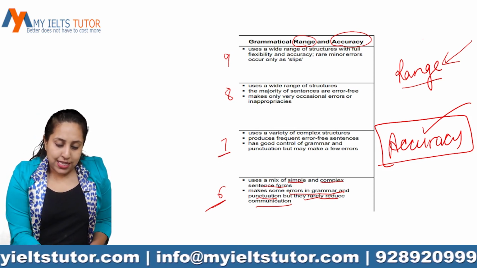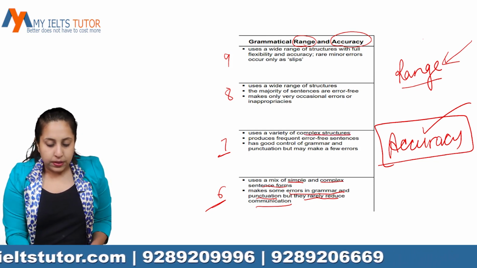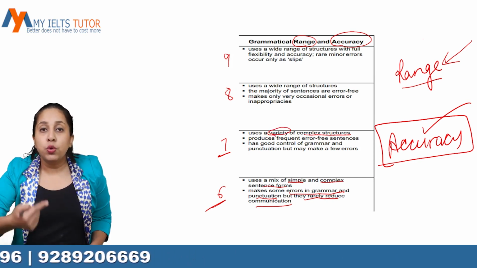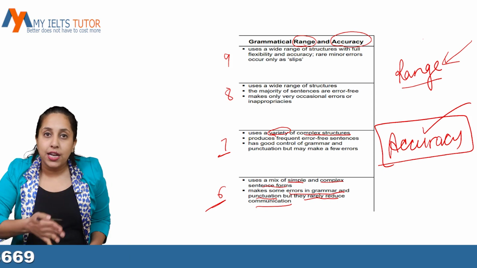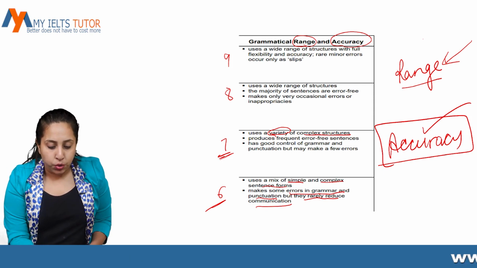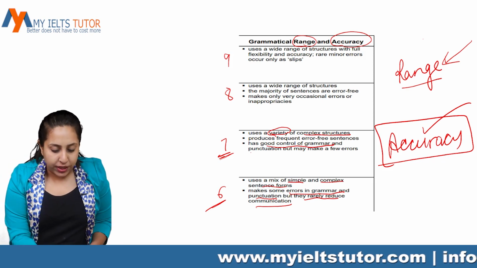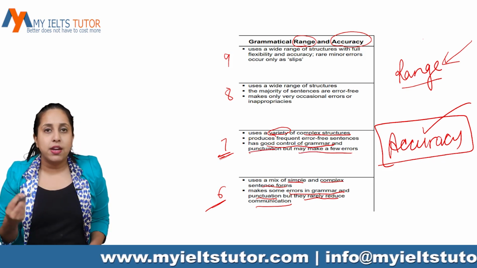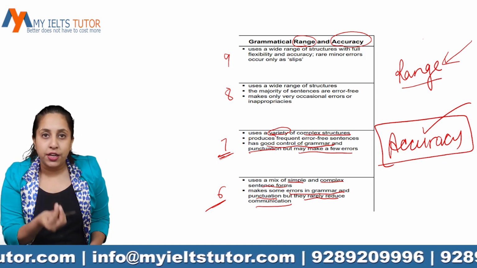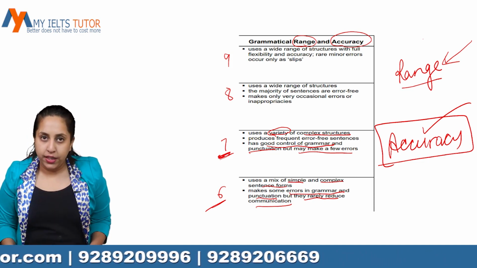Now, for band 7, what do I need to do? For band 7, I need to use complex structures, but I need to give variety in complex structures. जो भी मैं complex structures दे रही हूँ, मुझे उसमें variety add करनी होगी. Different types of complex structures I need to use if I want to be at 7, and I have to show that I have good control over my grammar, right? And I have to use punctuation. I may make few errors. Few errors are allowed, but I need to try to write correct grammar, correct punctuation and give variety in the complex structures. So this is the band 7 criteria for grammatical range and accuracy.